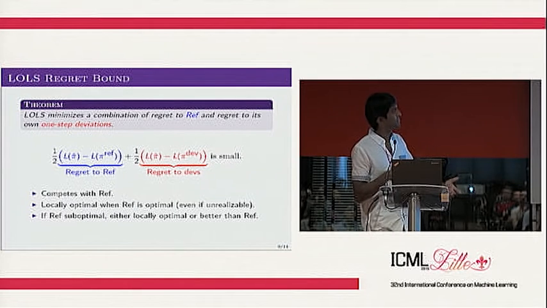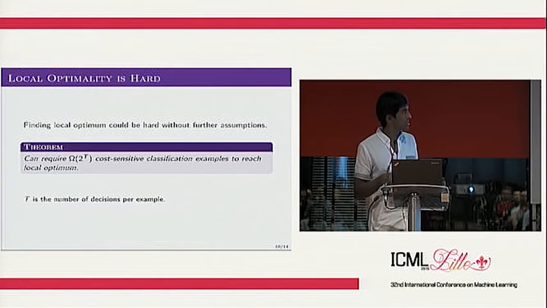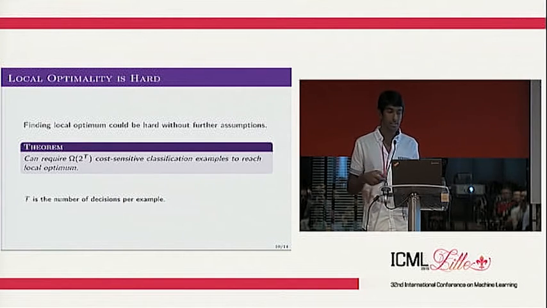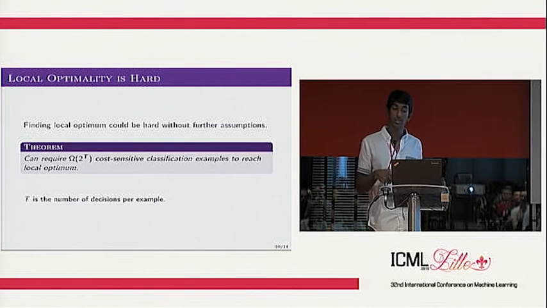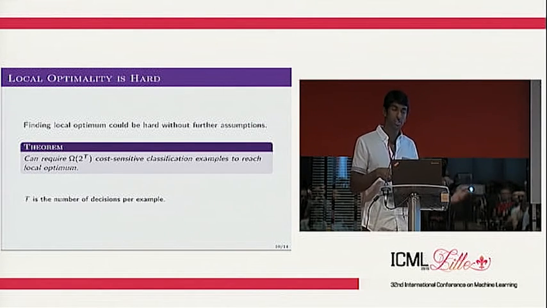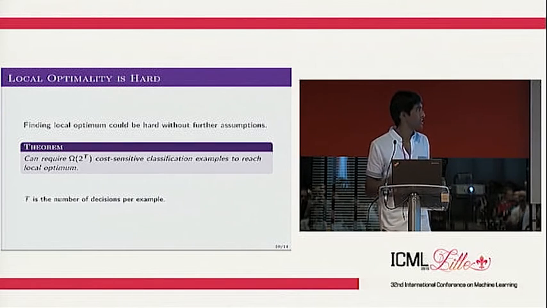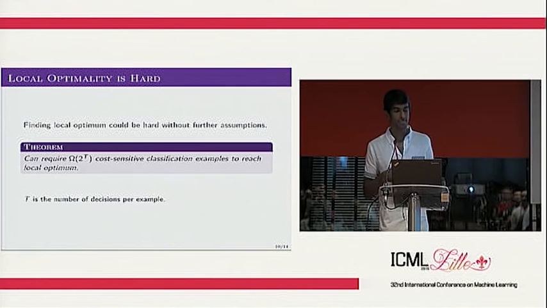And maybe you might want to ask, can we be locally optimal all the time? And we actually show that this is hard without further assumptions. You can generate a search space where you need to look at exponentially many cost-sensitive classification examples to reach a local optimum. And so maybe the result that we showed about LOLS is about as good as you can get without further assumptions.